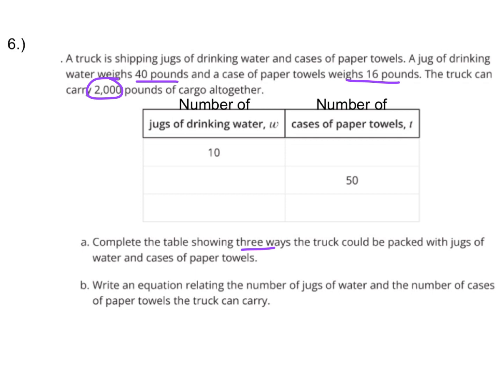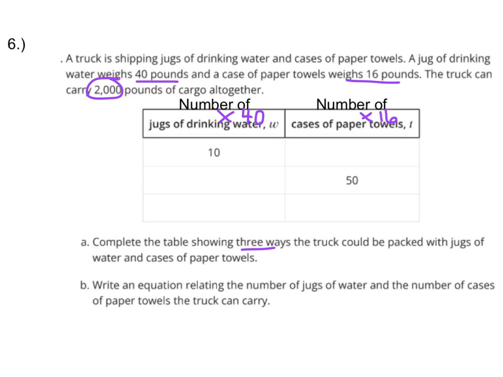So I was thinking to put a couple reminders here. The jugs of water are 40 pounds. So if I have 1 jug, it's 40 pounds. If I have 2 jugs, it's 80 pounds. So whatever number of jugs of water I have, I'm going to multiply that by 40. And that's for the drinking water. The cases of paper towels weigh 16 pounds. So 1 case is 16 pounds. So however many cases I have, I'm going to multiply that by 16.